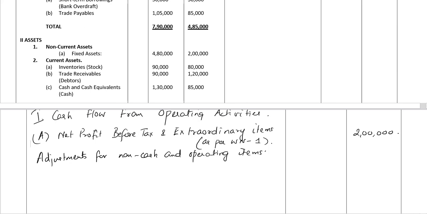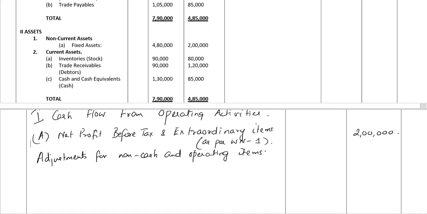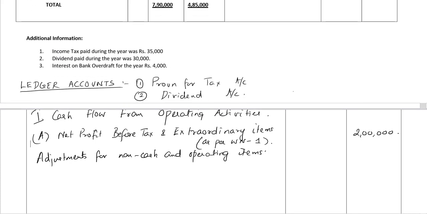Now there is an increase in the value of fixed asset. So there is no depreciation on fixed asset. There is only purchase of fixed asset. There are no intangible assets for amortization and no loss on sale, etc. There is an amount for interest paid on bank overdraft. In the additional information, third one, interest paid on bank overdraft for the year is rupees 4,000. That is the only item which has to be added.